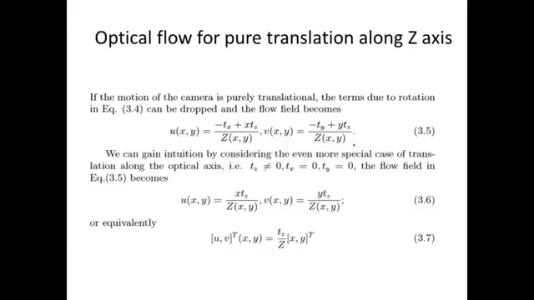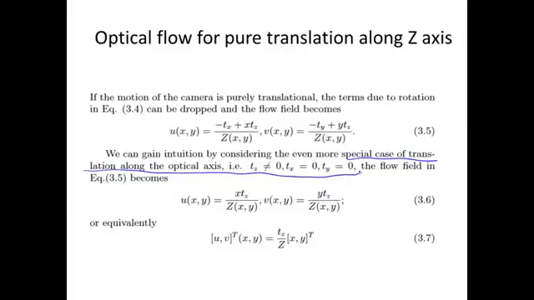So we are going to gain intuition by considering this special case of translation along the optical axis. So what's this special case? So there's translation, but the translation is along the z-axis. So imagine that there's a camera moving, but its movement is just movement along the z-axis. There's no movement along x and y, there is no rotation. So imagine that you're just looking straight ahead and you're walking in the direction in which you're looking. Well, this is what most of us should do most of the time.